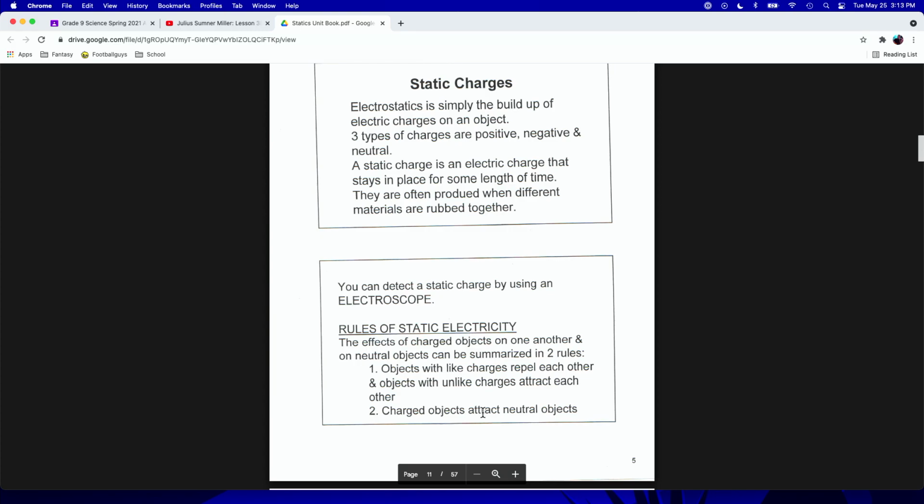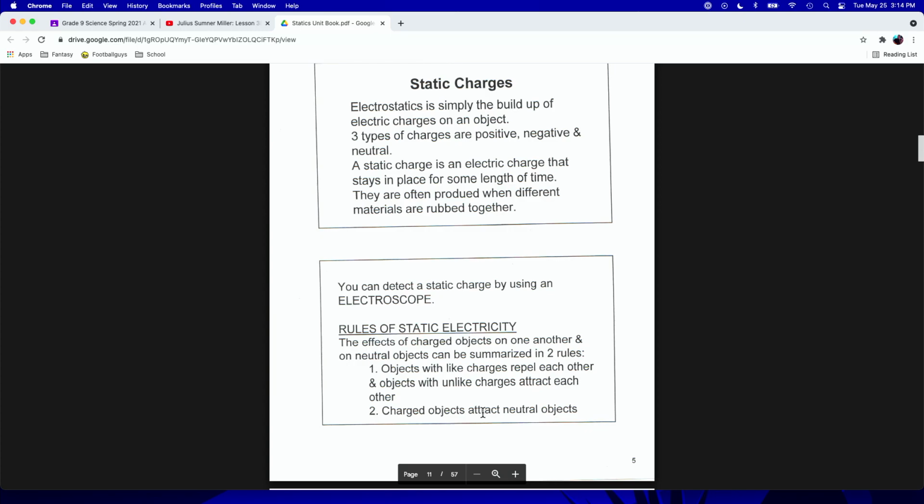So you can detect a static charge by using an electroscope. And the rules of static electricity are the effects of charged objects on one another and neutral objects can be summarized in two rules. Objects with like charges are going to repel. Objects with unlike charges are going to attract. And charged objects will attract neutral objects.